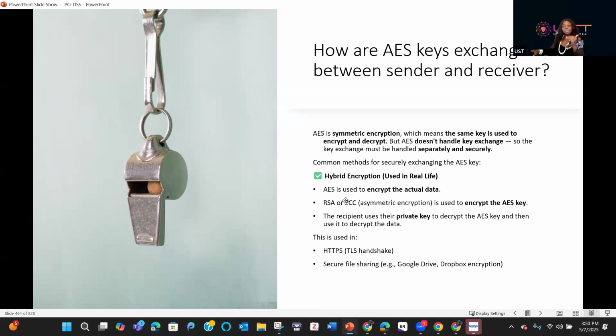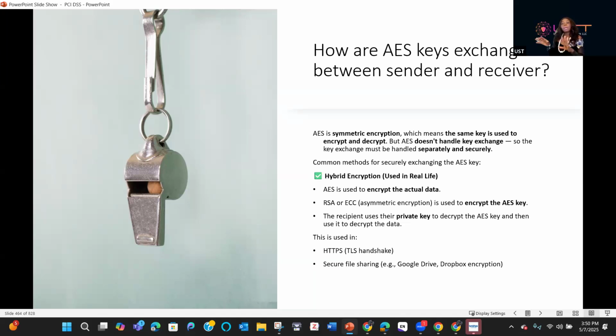once it's been encrypted, and how is the recipient, the receiver, able to decrypt the data? Follow me and stay put, okay? It says AES is symmetric encryption, which means the same key is used to encrypt and decrypt the data. But AES doesn't handle key exchange. So the key exchange must be handled separately and securely. Does it make sense? AES does not handle key exchange, and because of that, key exchange must be handled separately and securely.